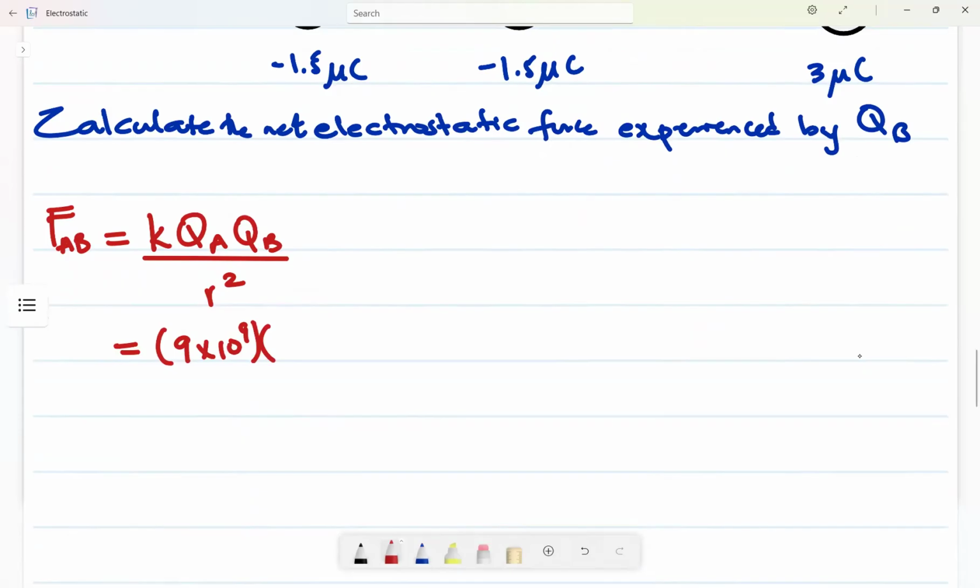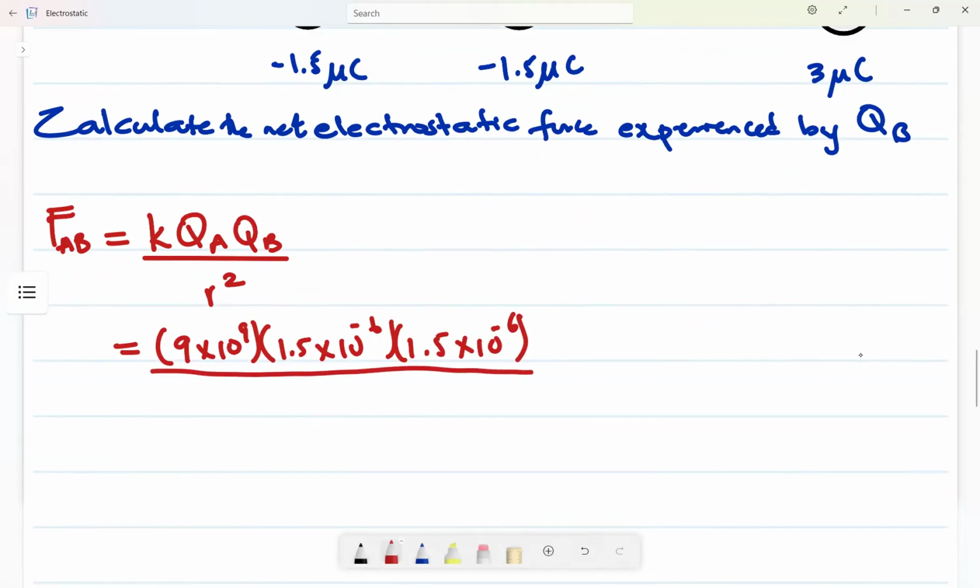What is the charge of A? Charge of A is 1.5 times 10 to the power of negative 6. Charge of B is also 1.5 times 10 to the power of negative 6. Remember, we do not substitute the negative. All divided by distance squared. Don't forget to say distance squared. Let's punch that into our calculator and see exactly how much we get. 0.1 squared. Do not forget the squared.